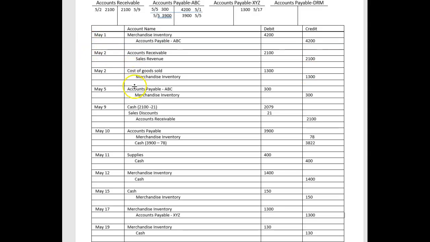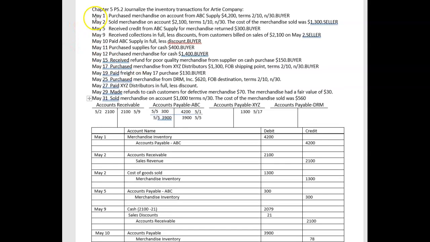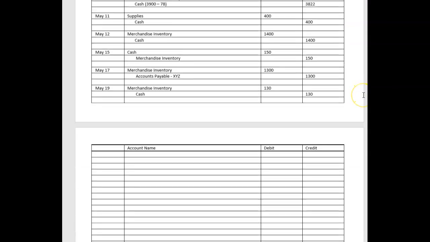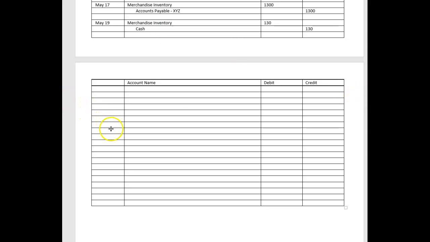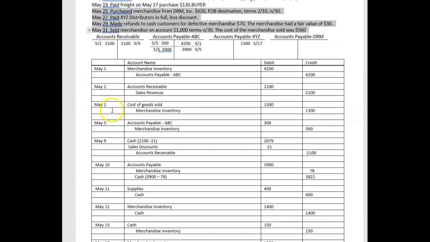All right, so we have gone over the transactions for May 1st through the 19th. What I want you to do is complete the transactions for May 25th through the 31st. So you're going to have 4 dates there. You can do that on the second page. I recommend that you utilize the T accounts. And then when you have completed that, you are going to upload your completed document in Canvas for your class participation points.